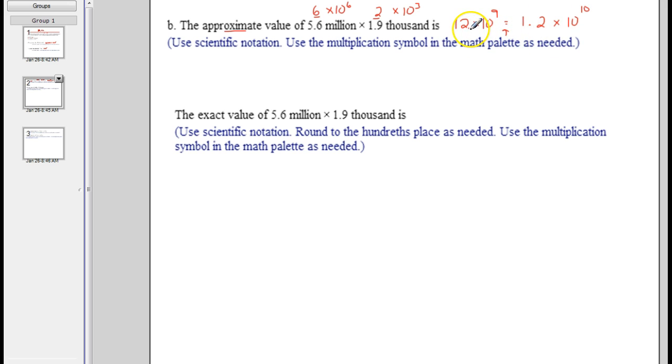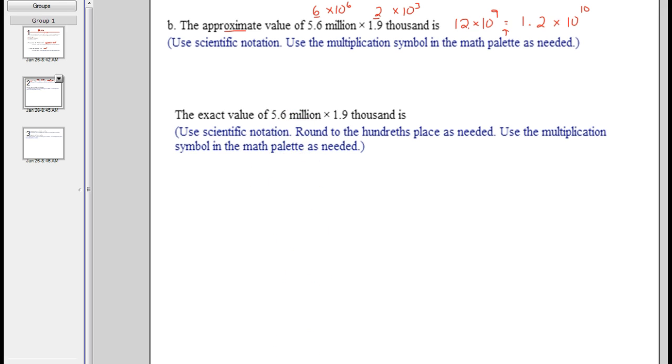Okay, so if you have to move this decimal after you've multiplied because you got a number bigger than 10 here, you have to compensate by raising that power by one. Alright, so there's what we get, 1.2 times 10 to the 10th. That's the approximate value. Now for the exact value, it's time to use the calculator.